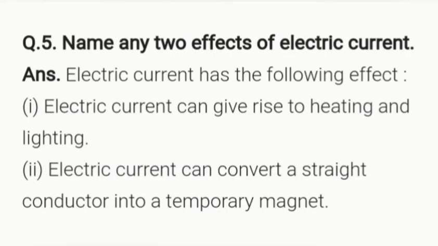Name any two effects of electric current. Electric current has the following effects. Electric current can give rise to heating and lighting. Electric current can convert a straight conductor into a temporary magnet. Let's see the sixth question.